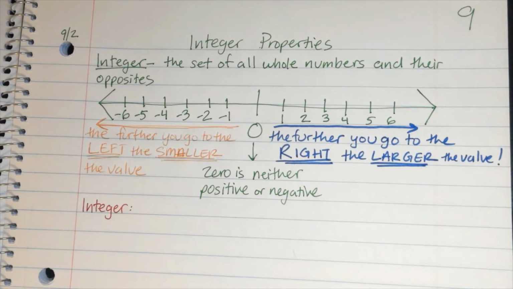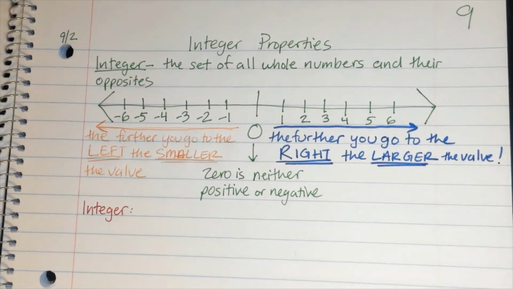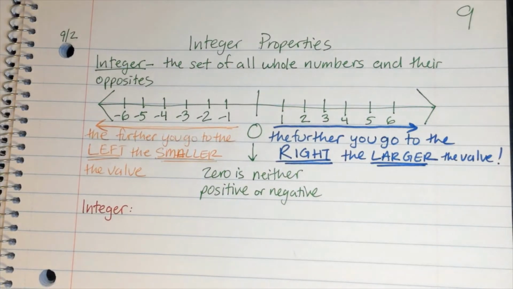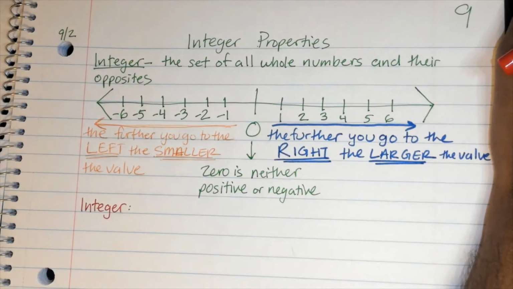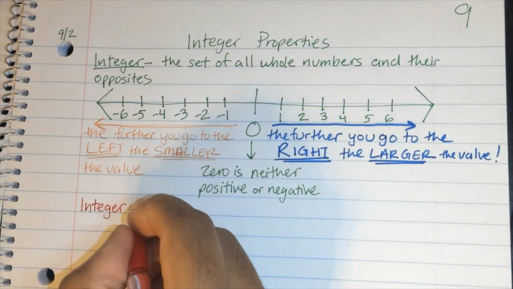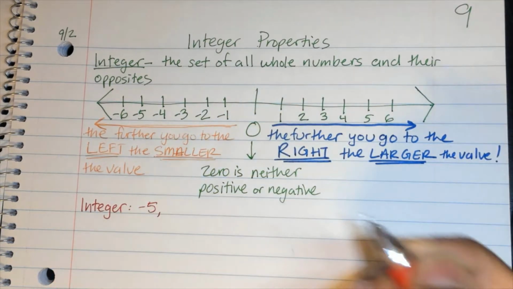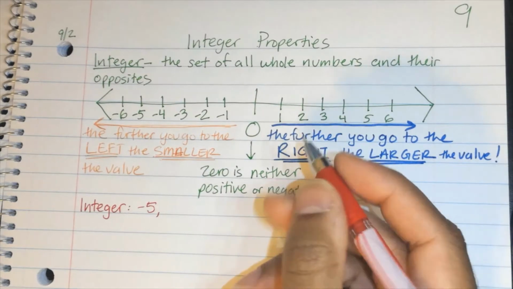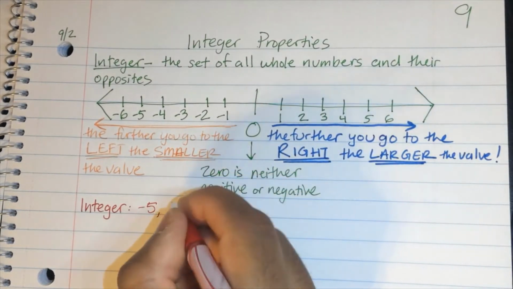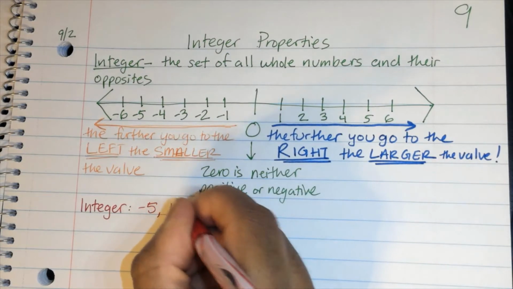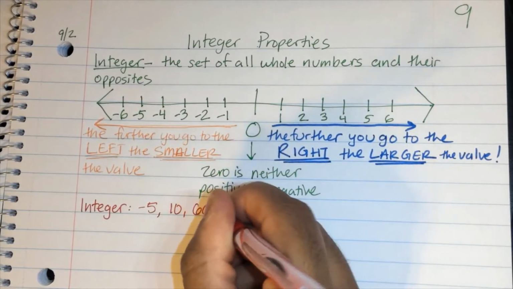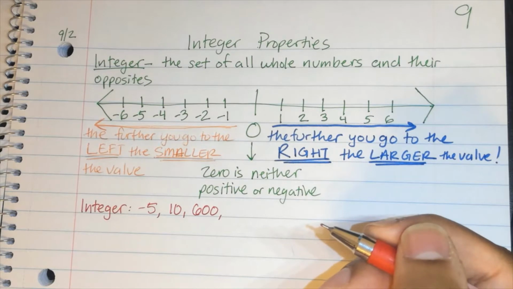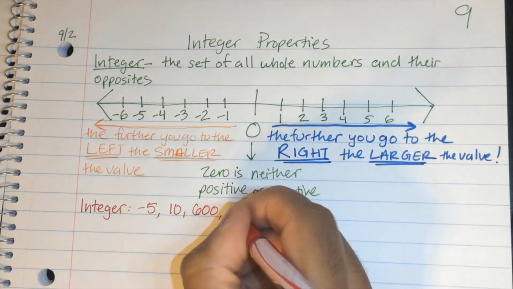Let me hear from them. Sufyan, go ahead and share with me, buddy. What did you put down as an integer, and what did you put down as not an integer? Okay, I put -5 as an integer. I put 10 as an integer. I put 600 as an integer.